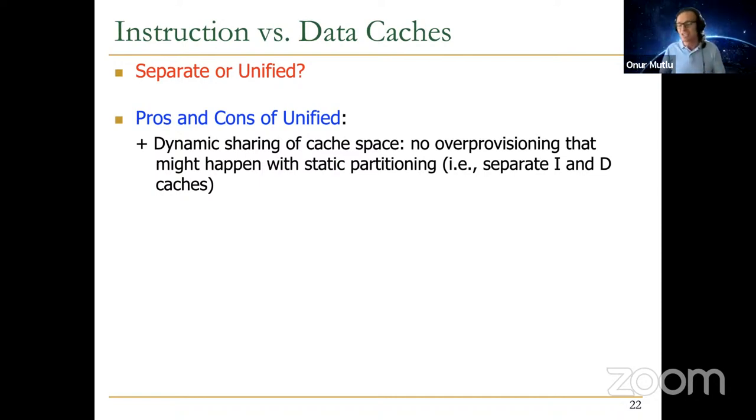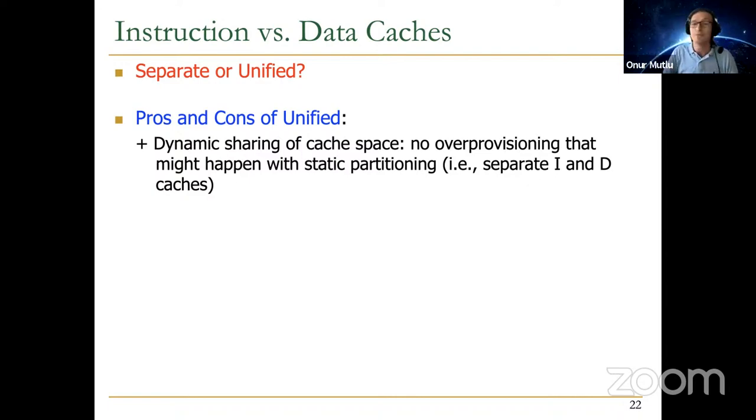Now, whenever you do static partitioning, you may have over-provisioning. For example, you decided you have a 64 kilobyte iCache, instruction cache, but the instruction working set is only, I don't know, 1 kilobyte. So you're wasting 63 kilobytes in that cache that's not going to be used by data. But your data working set, the amount of data that you need in the cache at a given time, may be 128 kilobytes or 127 kilobytes, let's say, just to make the example fit nicely. Your data cache is thrashing. And there's free space in the instruction cache, but you cannot use it because these are separate caches. So a unified cache doesn't have this problem. It gives you dynamic partitioning and sharing of the cache space.